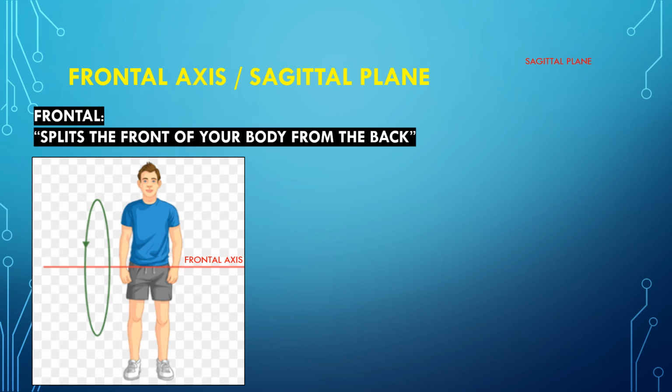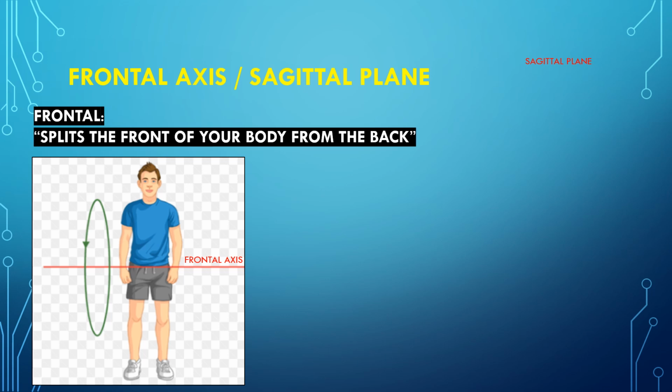Okay, so we're looking at the frontal axis now. We've just seen the frontal plane, so we're familiar with this definition. It splits the front of your body from the back. Now, the frontal axis goes through the side of your body, imagining a table footballer. So those table football games that you play, all those little men on the table football have the bar that goes through the side of them. That is creating a frontal axis.